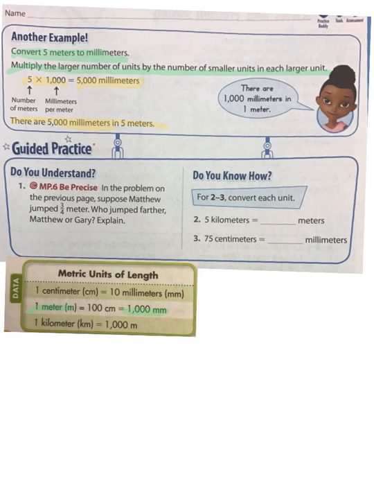Do you understand? Be precise. In the problem on the previous page, suppose Matthew jumped 3/4 of a meter. Who jumped further, Matthew or Gary? Explain. I'm going to do the problem down here so we have room. So, if he jumped 3/4 of a meter, we want to know how many centimeters that is. So we're going to do 3/4 times, now if you look, there are 100 centimeters in a meter. Right? 100 centimeters. So we're going to do 3/4 times 100.